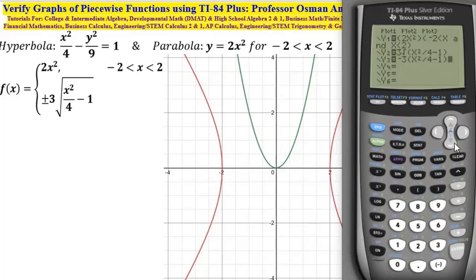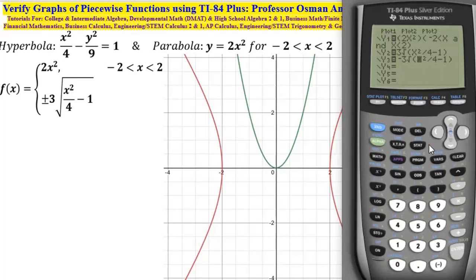Okay, make sure your entries are correct. So it is 2x squared for x between minus 2 and 2, and it is 3 square root of x squared minus x squared over 4 minus 1, and minus 3 square root, second insert, square root. So it is minus 3 square root of x squared minus x squared over 4 minus 1.